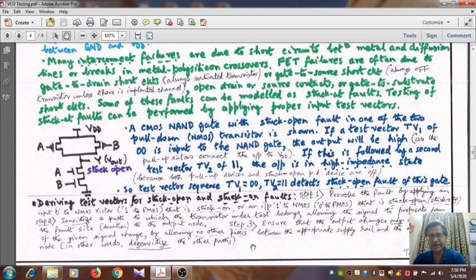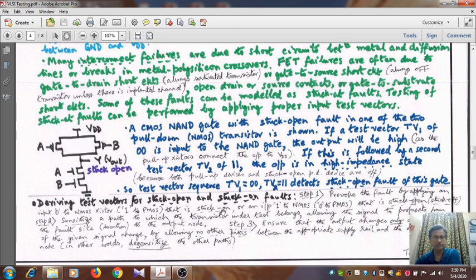Now, this is one particular example. In general, let us look for a general procedure for how to derive test vectors for stack open and stack on faults. So far you have seen a stack open fault. Stack on faults also can happen. That means the channel already exists even though the gate voltage is below the threshold voltage. So both can occur. And remember that the threshold voltage for an NMOS transistor is positive, whereas the threshold voltage for a PMOS transistor is negative. So the first step is to provoke the fault by applying an input 0 to an NMOS transistor that is stuck on.